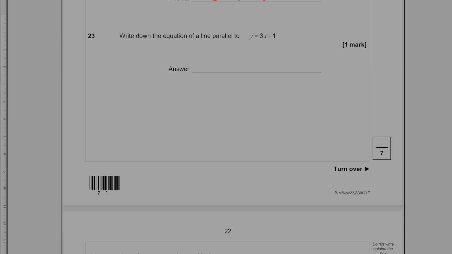Okay, question 23. Write down the equation of a line that is parallel to that. So I'm going to go for the most obvious, just 3x. But in reality, you could have any value there at all. Just say parallel, doesn't it? It does, yeah.